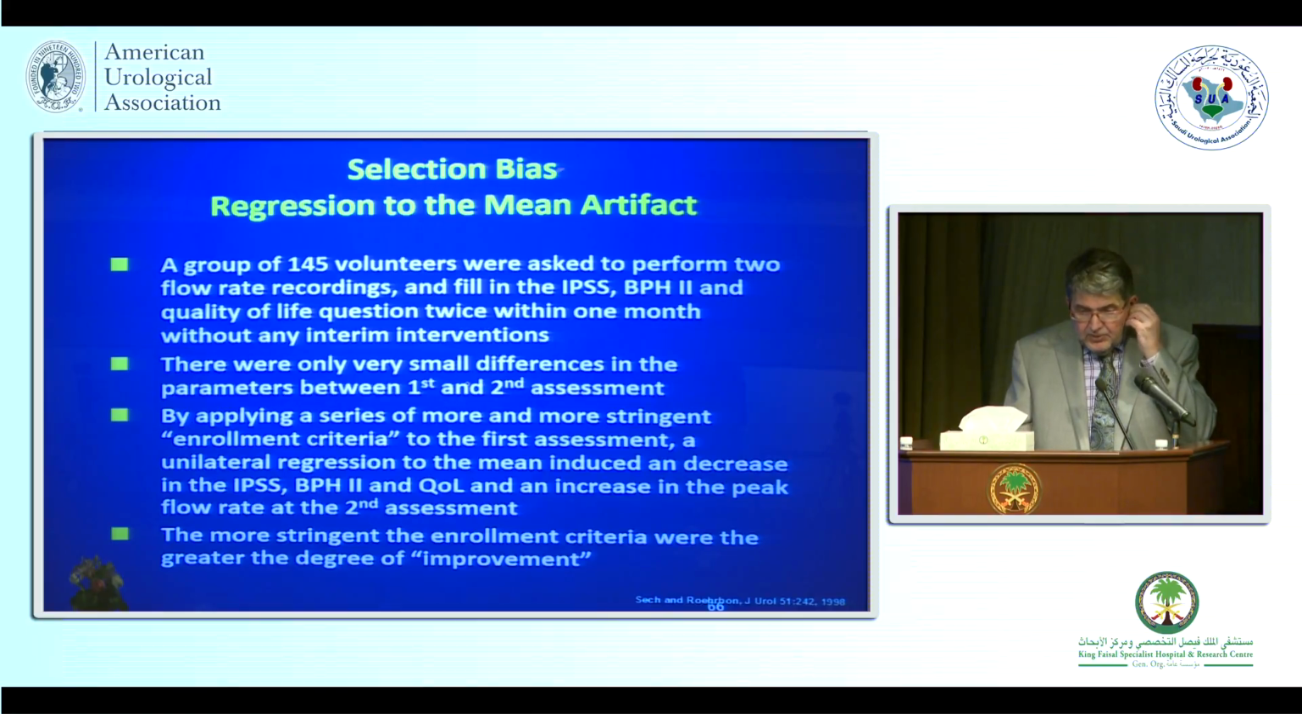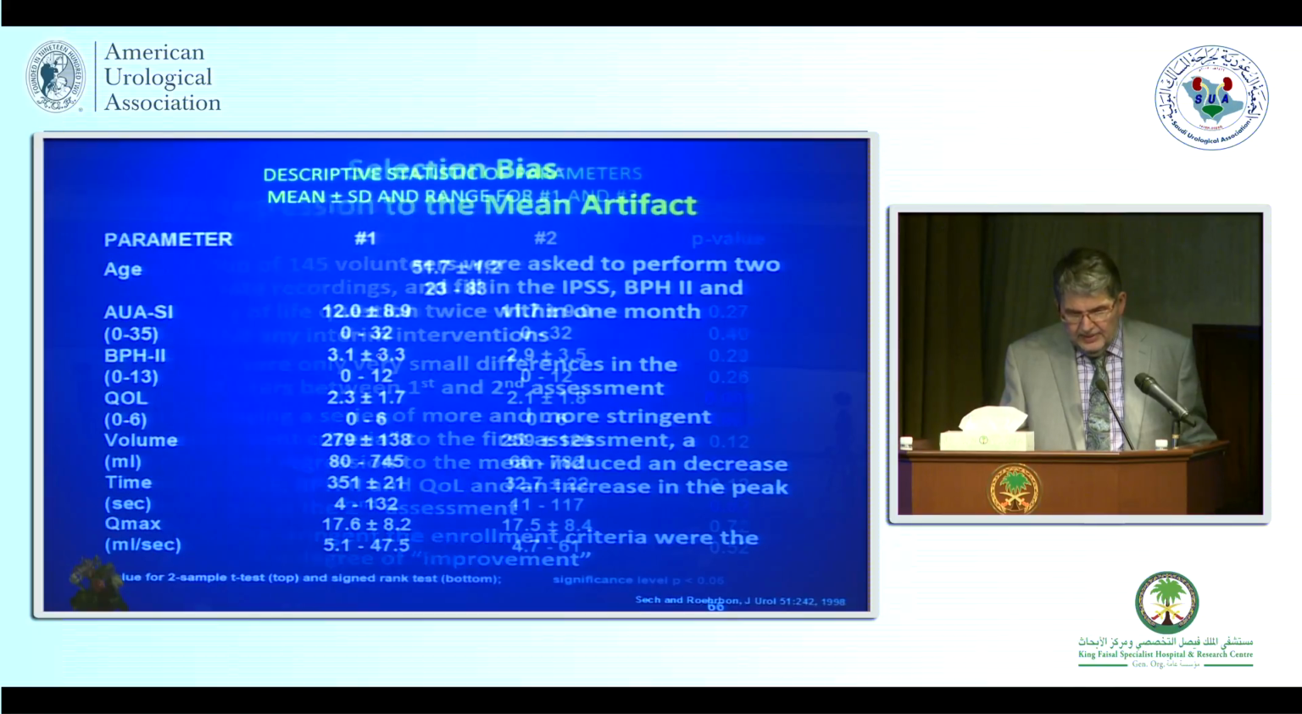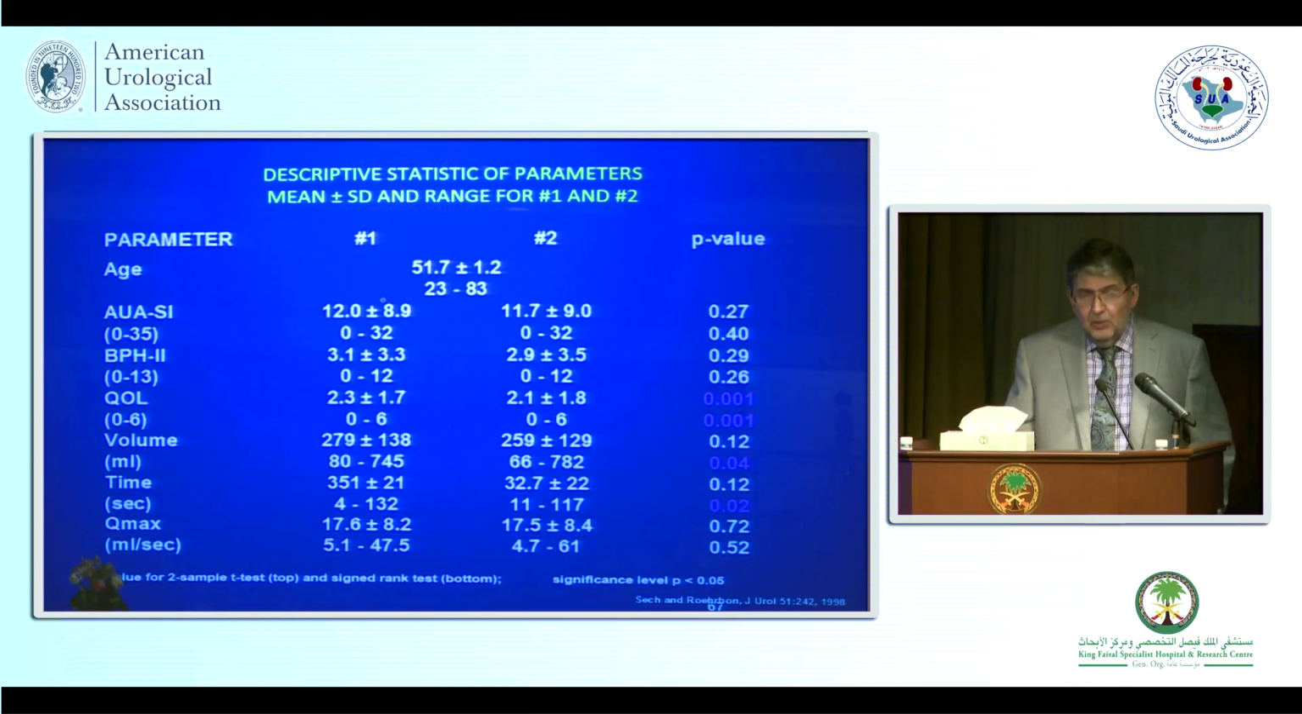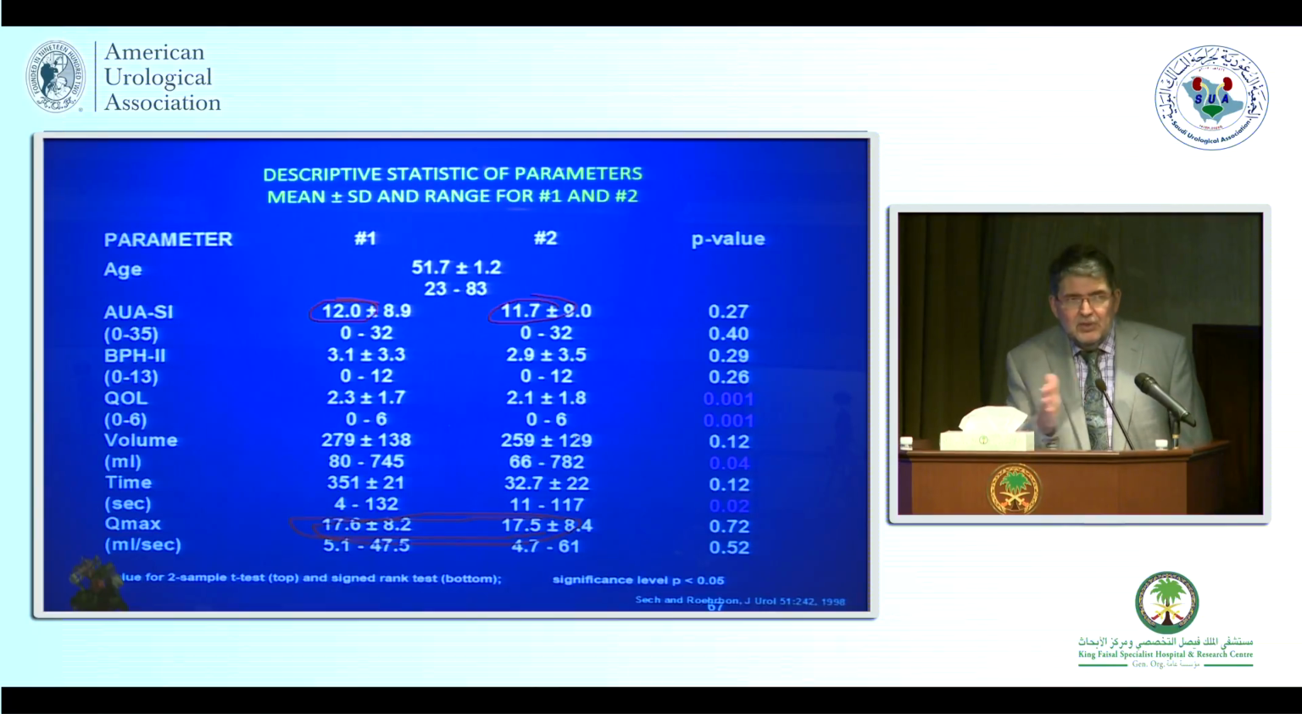So what I did is basically I took some volunteers and I asked them to do a couple of flow rates and fill in symptom scores a couple of weeks apart without any kind of treatment and without any enrollment criteria. There were any volunteers that could have any symptom score, any flow rate they wanted. And there were actually no differences between the first and the second. You see this 12, 11.7 was a symptom score, and the flow rate was 17.6 and 17.5. So they were not BPH patients. They had a normal flow rate, and they had a low symptom score. And there was no difference between the first and the second measurement.